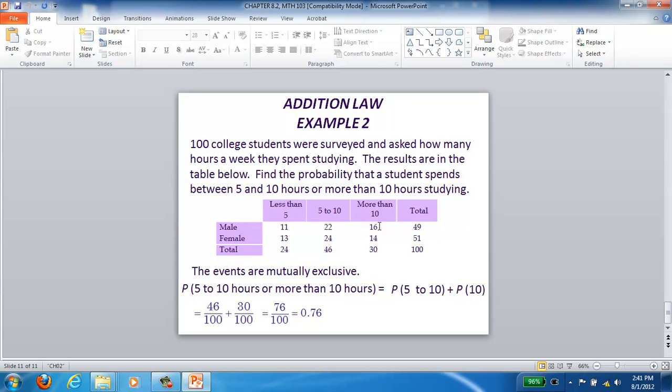So for this question, what is the probability to study between 5 and 10 or more than 10? As you can see, the two columns are parallel. You don't have anything in common, so the events are mutually exclusive. So the probability will be 46 over 100 plus 30 over 100.